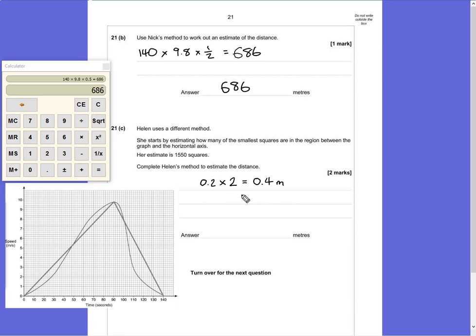So if we find out what proportion that is of her total value, 1,550 multiplied by 0.4, we'll find out what her estimate would be. 1,550 multiplied by 0.4 gives an estimate of 620 metres. This answer is very close to Nick's, so it's a reasonable estimate using both methods.